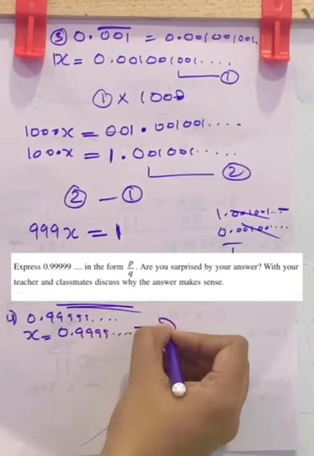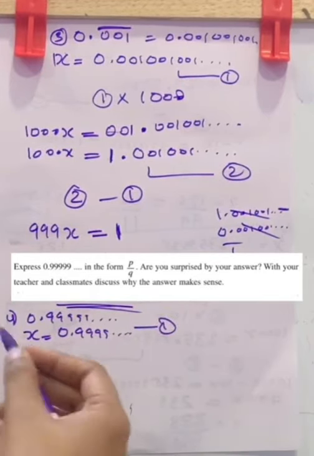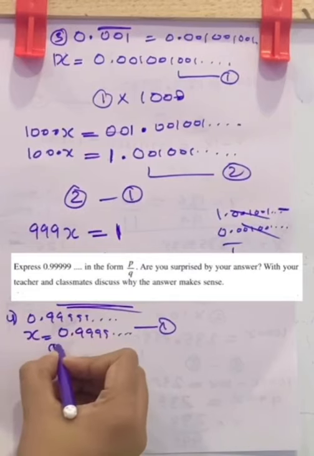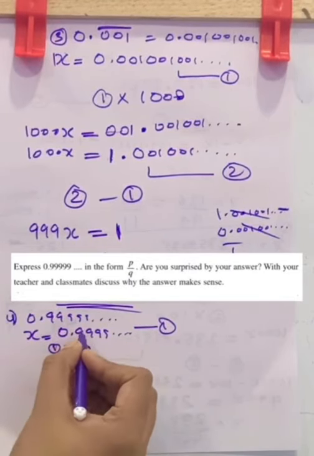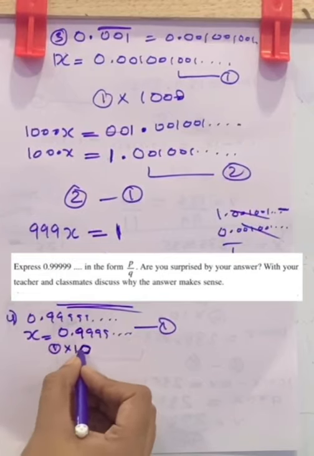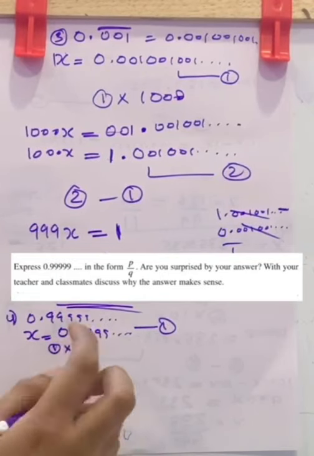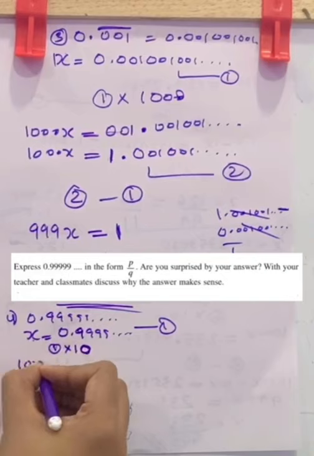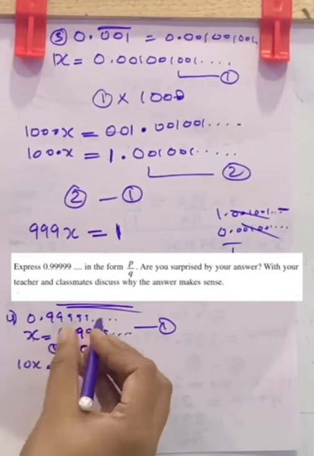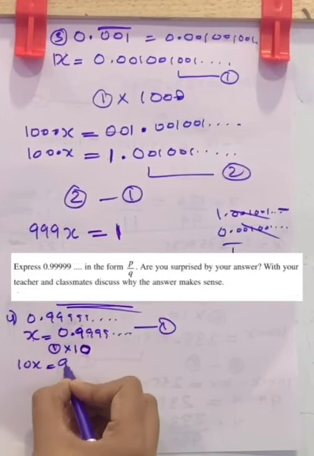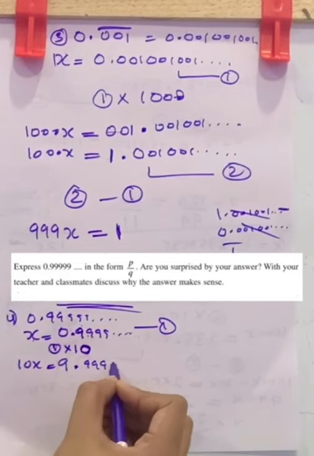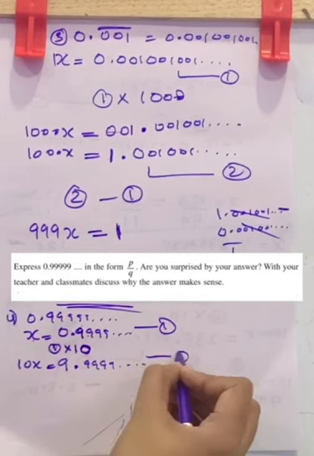This is the first equation. Now how many digits are repeating? Only 1. So equation 1 into 10, because only 1 digit. So 1 and 1 zero, that is 10. This becomes 10x is equal to, here the decimal point is moving to the right side. It becomes 9.9999, etc. This is equation 2.